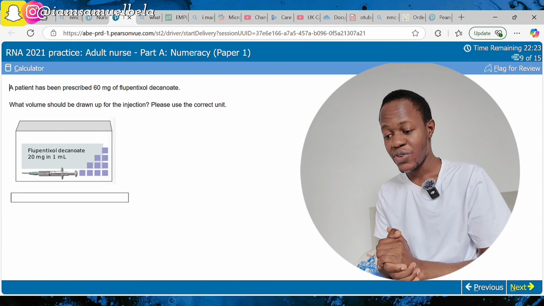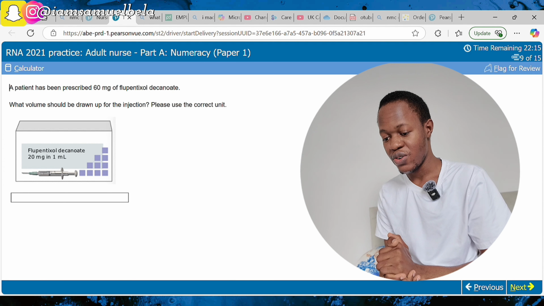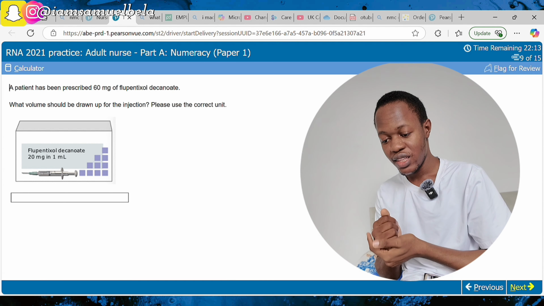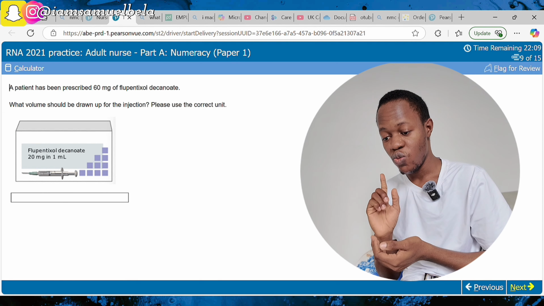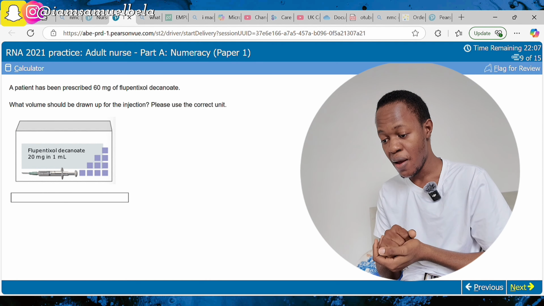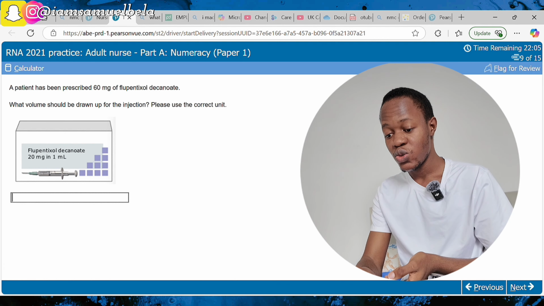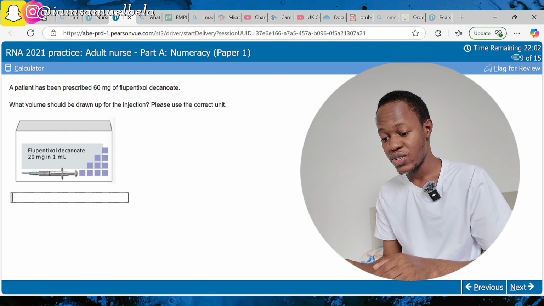A patient has been prescribed 60 milligram of flupentixol decanoate. What should be drawn up for the syringe? Please use the correct dosage. So this is very simple and straightforward. 20 milligram is in 1 mil, and we have to give 60 milligrams. So that means 60 divided by 20, which is 3.